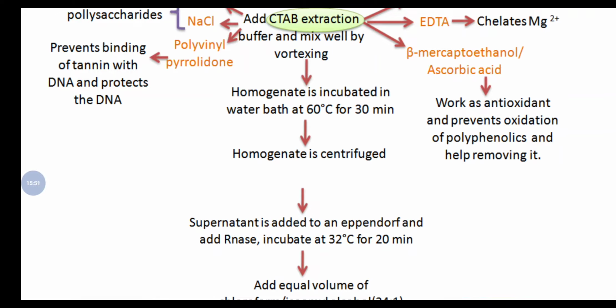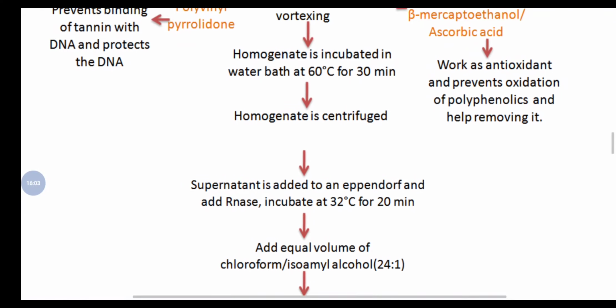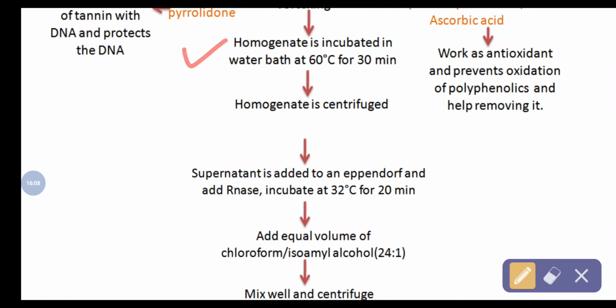Now when we have added the CTAB extraction buffer, we mix it well by vortexing, and then we will incubate this homogenate in a water bath for 30 minutes at 60 degrees Celsius. We got a homogenized mixture of the plant tissues. We incubate it so that the remaining cell wall could degrade. After this incubation, we will do the centrifugation step.